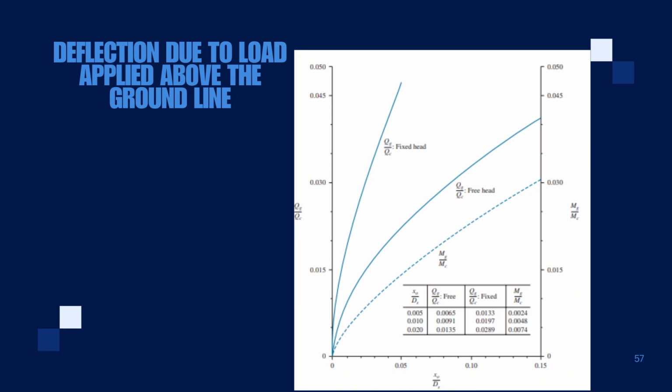The graph shows the relationship between QS over QC and MS over MC with XS over DC. As XS over DC increases, both ratios increase. The fixed head condition gives a higher load ratio compared to the free head condition. The moment ratio also increases, but at a lower rate than the load ratio.